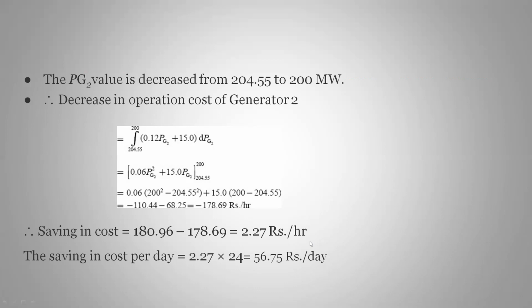What is 2.27 rupees per hour? The saving cost per day, 2.27 into 24, 56.75 rupees per day. So this is the PowerPoint presentation.